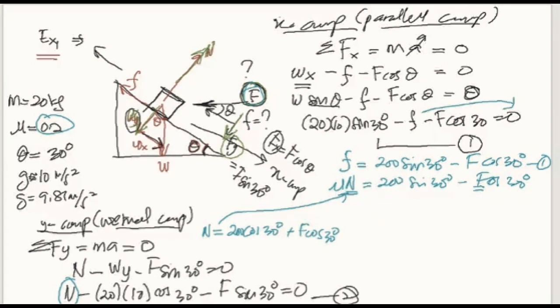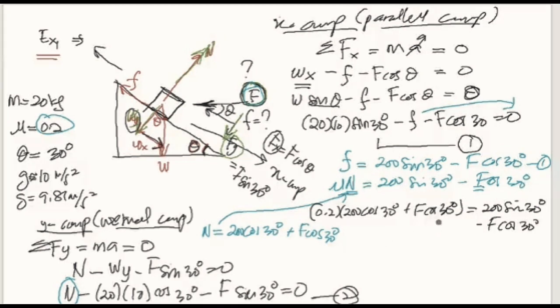So this equation will be a bit long. So mu N here will be 0.2, multiplied by 200 cos 30 degrees plus F cos 30, equivalent to 200 sin 30 degrees minus F cos 30 degrees. So you can solve, then rearrange the equation. F and F here, rearrange, you will get F here, take out F as the subject of the formula. So from F here you will get the answer 66.4 Newton. This is the answer.